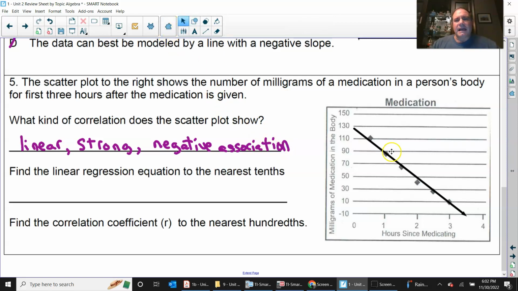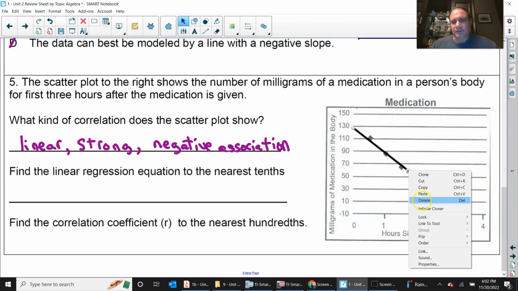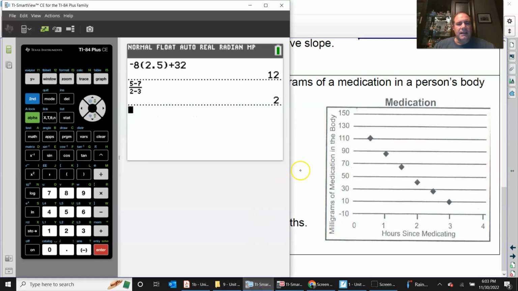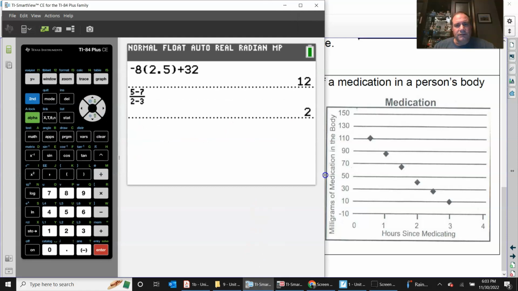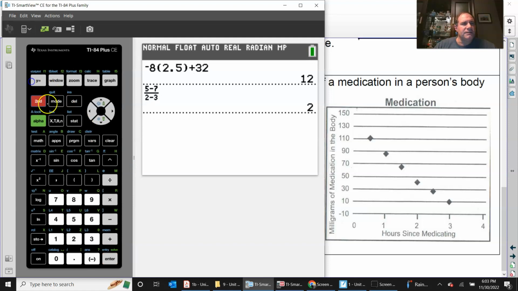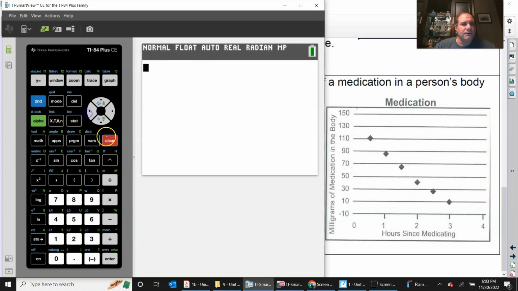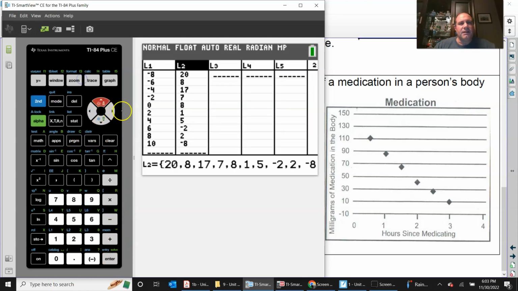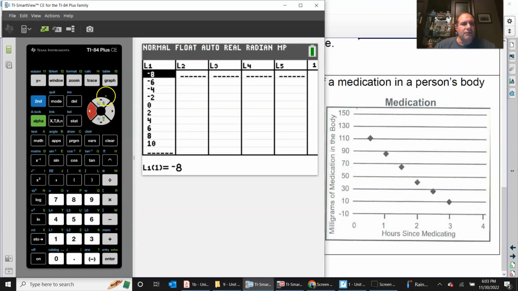So I'm going to get that trend line out of there for now, because it's telling me now to find the linear regression equation to the nearest tenths. So I am going to have to actually put this into the calculator. We are going to press second, clear this out, press stat and enter. I have a list in there, so I'm going to go up to L2, press clear, press enter. I'm going to go up to L1, press clear, press enter.